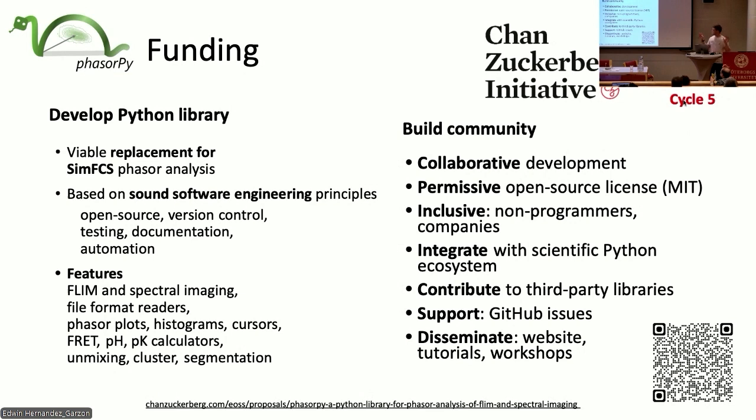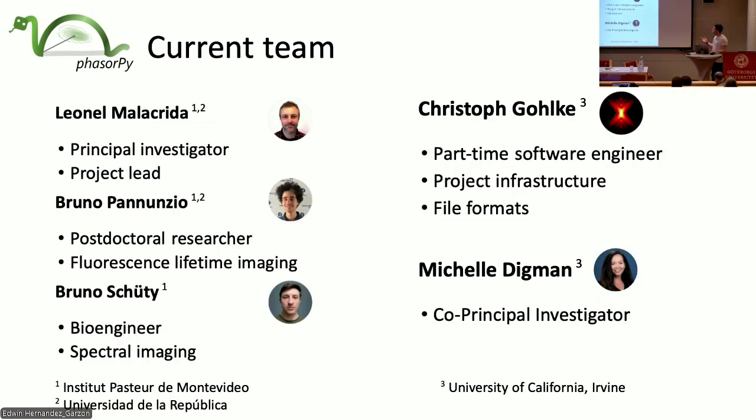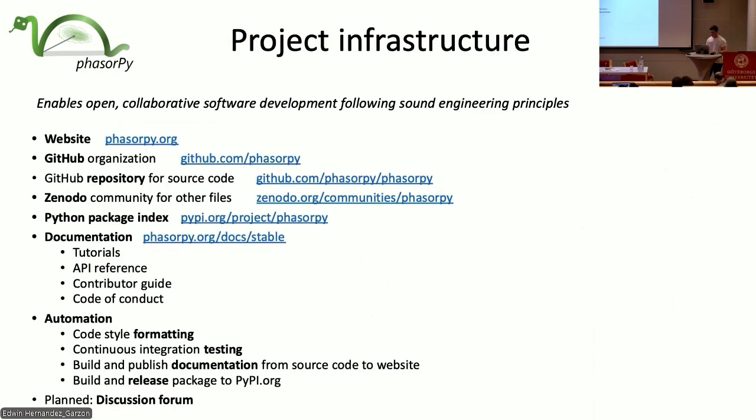And we have two parts: develop the library and create a community around it, because there are people using this, but everyone is spread out. For the community part, I'm going to show now the technical details of the library, but for the community part, we want it to be open, right? Collaborative, permissive, inclusive, integrated with the Python ecosystem, with support, and disseminated. The current team: Lionel is leading, Bruno and I are developing, Christoph is leading the project infrastructure, and Michelle, as the PI, took over from Enrico when he retired.